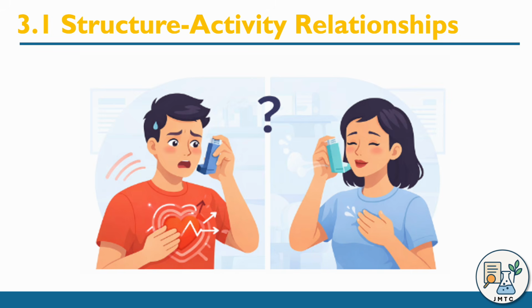So we have here another scenario. A patient still with asthma uses an inhaler and suddenly feels their heart racing. Another patient uses a different inhaler, still for asthma, and breathes easier but without palpitations, which is experienced by the first patient. So why did their bodies respond so differently?